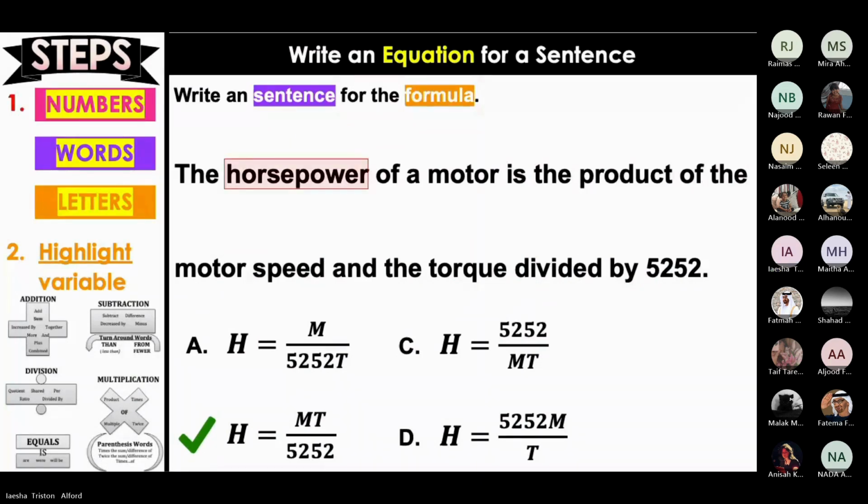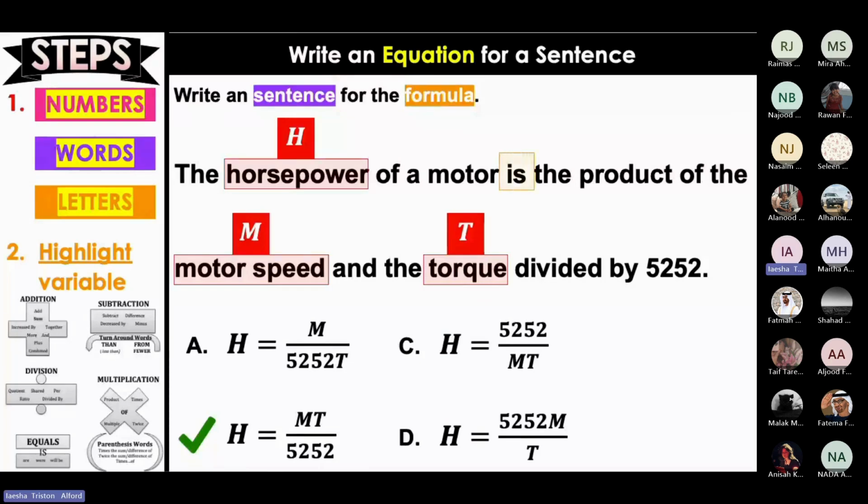Horsepower. Going to be what variable? H. We have motor speed. We need a variable. M. And then we have torque. Going to be what variable? T. So you find your variables, and then you want your action words.